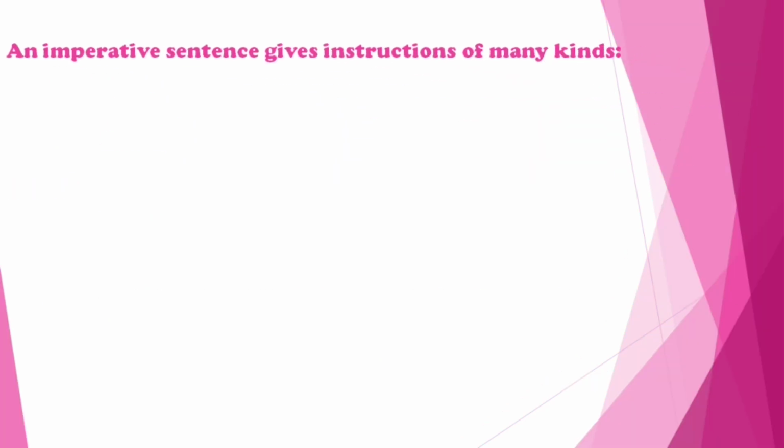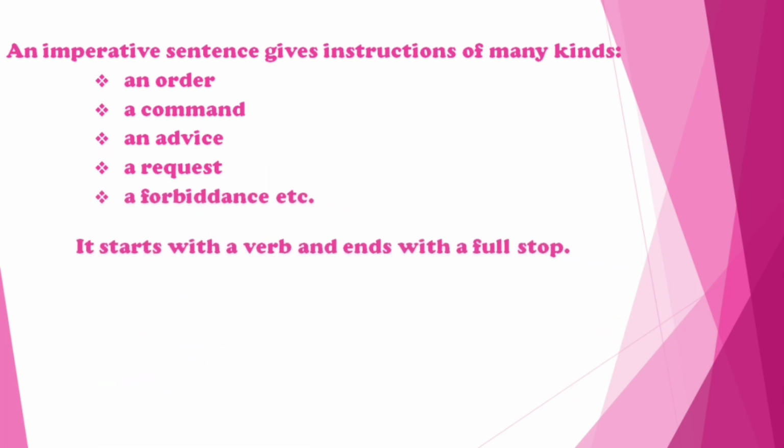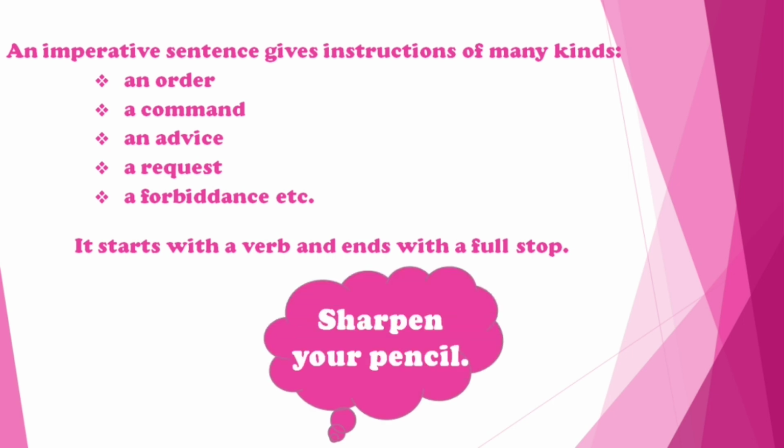An imperative sentence gives instructions of many kinds: an order, a command, an advice, a request, a forbiddance, etc. It starts with a verb and ends with a full stop. For example, sharpen your pencil. It's an instruction, and it starts with a verb and ends with a full stop. That is why it is an imperative sentence.